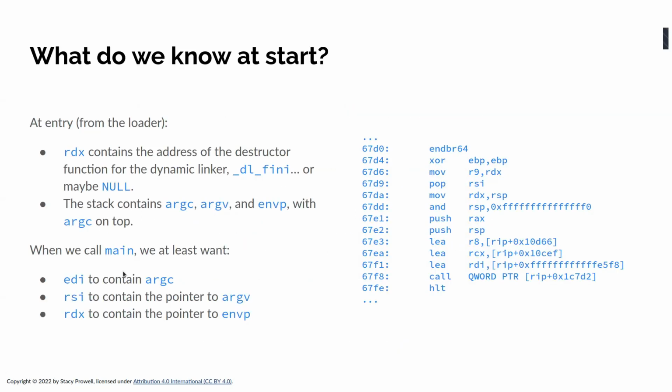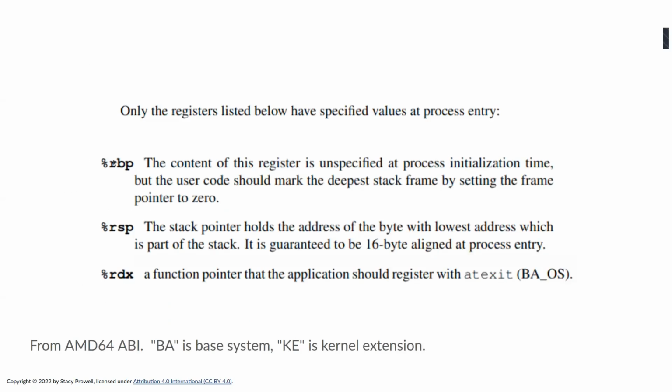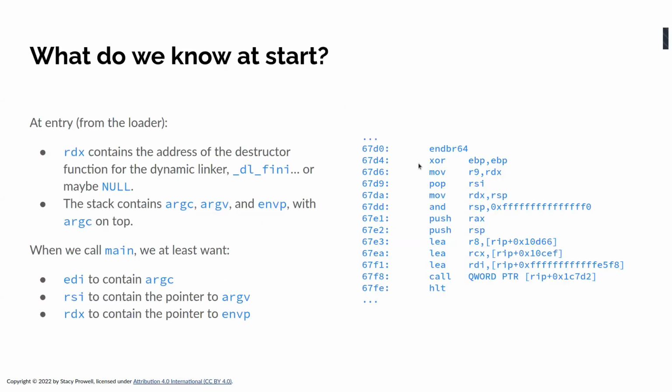We know the base pointer, let's go back here. Base pointer should be set to 0. Look at that. First thing this code does is set RBP to 0 by zeroing out the low 32 bits. So RBP is set to 0. So we get that.